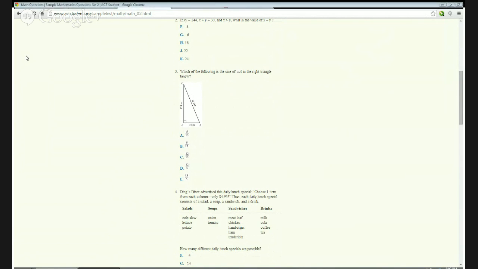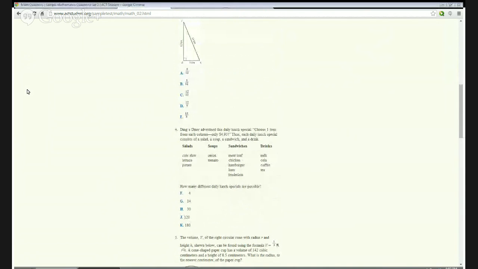Okay, number 3. Which of the following is the sine of angle A in the right triangle below? So here's a little bit of trig. There's only going to be a few trig problems on the ACT, and most of them will deal with SOHCAHTOA. And if you can't remember SOHCAHTOA, we'll go over this next week, but sine is opposite over hypotenuse. Cosine is adjacent over hypotenuse. Tangent is opposite over adjacent. So here they're asking us for sine, so it's going to be opposite over hypotenuse, which is just 12 over 13. And that's answer C.